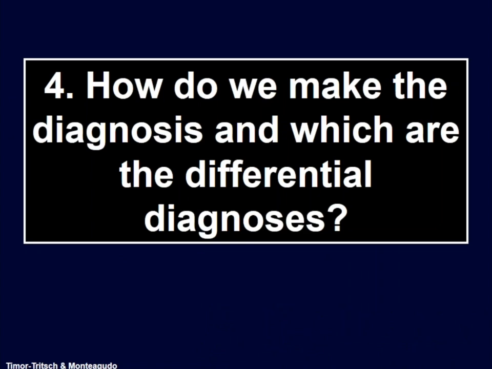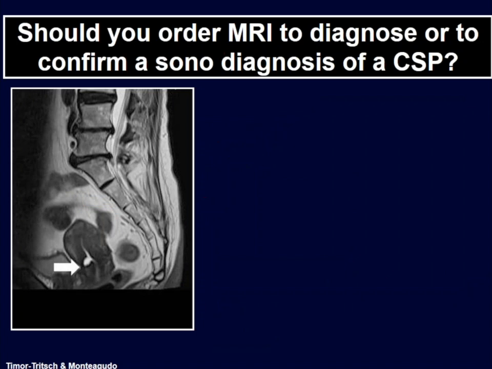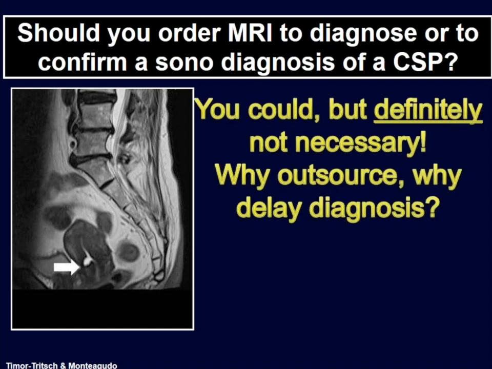How do we make the diagnosis, and which are the differential diagnoses? The sonographic diagnosis is reliably made in the OBGYN office by transvaginal sonography. Don't outsource it to any other imaging laboratory. The diagnostic accuracy depends on the expertise and understanding its differential diagnostic issues. The question is, should you order an MRI to diagnose or to confirm a sonographic diagnosis of a scar pregnancy? Well, you could, but it's definitely not necessary. Why outsource? Why delay the diagnosis?